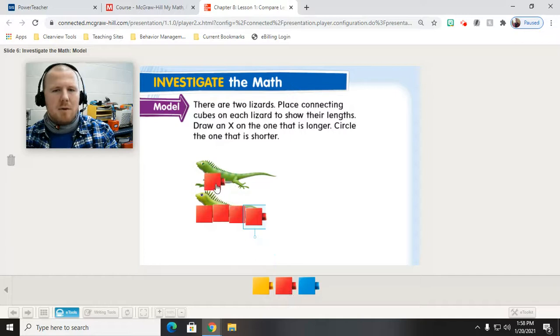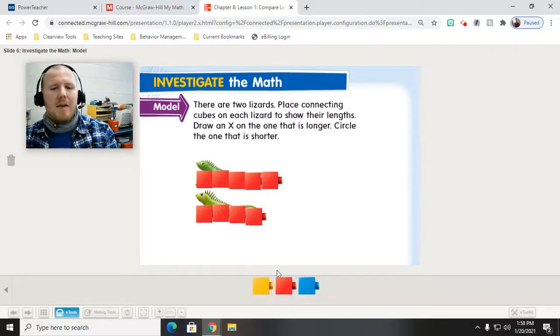And then we'll do the same thing up here. We have 1, 2, 3, 4. Uh-oh. A lot of that tail is still showing. 5. So we can use these cubes. And you can do it with pennies, things like that. But these cubes show that this lizard is 1 cube longer than this one, which is 1 cube shorter.